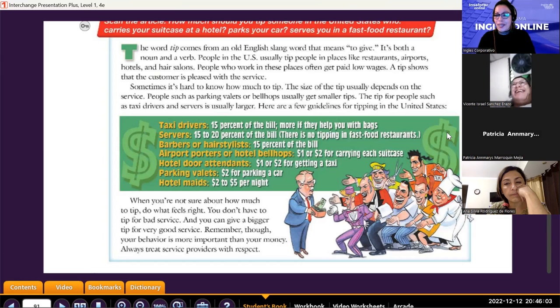Behave is like comportamiento, pero también se puede usar para decirle a alguien compórtese. Behave. No, estate quieto, behave, compórtese. Okay, this is a nice tip. Any other question, teacher?